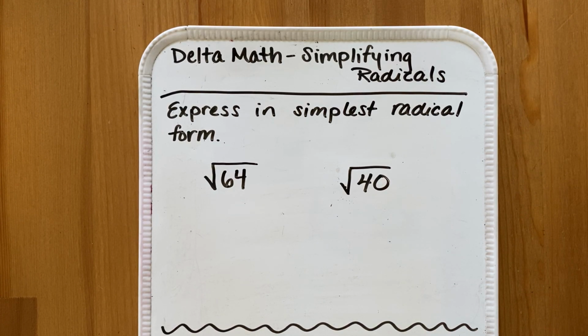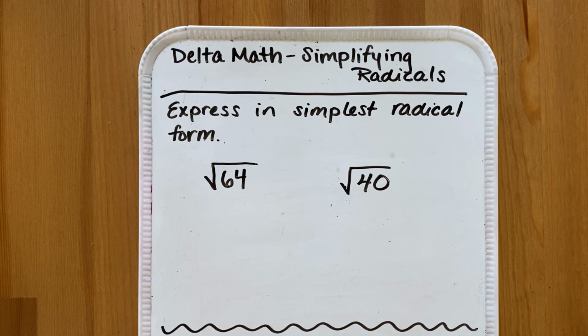These are simplifying radicals examples from Delta Math. So the instructions will say express in simplest radical form. Typically you could type these into a calculator. Unfortunately, most of them are going to turn out to be decimals, which is not radical form. You can, however, use those decimals to help confirm your answer.